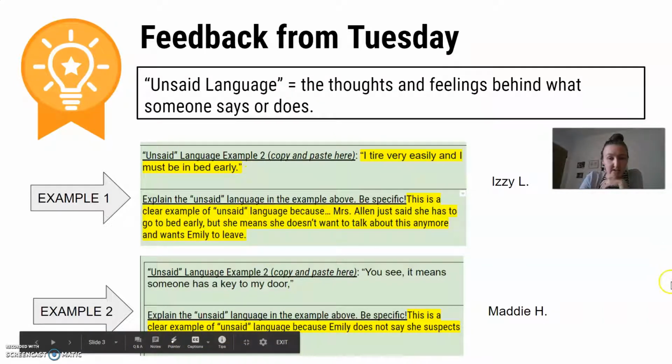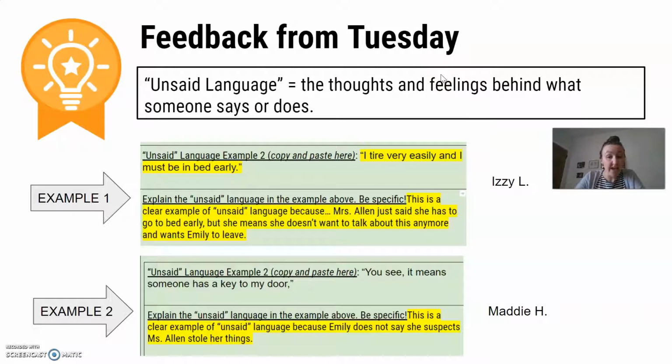So Maddie's explanation is, "This is a clear example of unsaid language because Emily does not say she suspects Mrs. Allen stole her things." Right? So throughout the whole scene, Emily keeps saying things like, "Well, someone has a key to my door and someone came into my room." And it's this weird thing where we kind of know that she thinks it's Mrs. Allen, but she's not saying that. So the unspoken language, the unsaid language, is that she suspects Mrs.